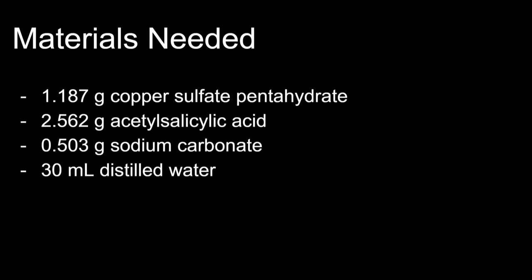For this preparation, I use about 2.5 grams of acetylsalicylic acid, which I'll just call ASA for the rest of this video, about half a gram of sodium carbonate, and 1.187 grams of copper sulfate pentahydrate. The ASA and the sodium carbonate were both obtained from previous videos, and the copper sulfate pentahydrate can be found at the hardware store as root killer.